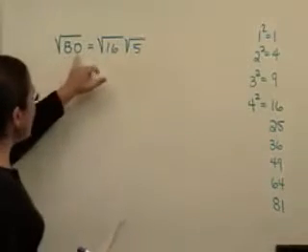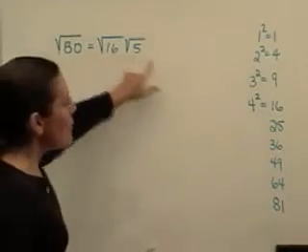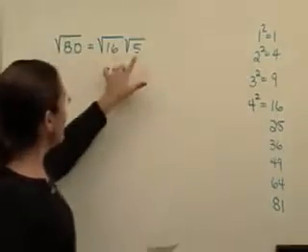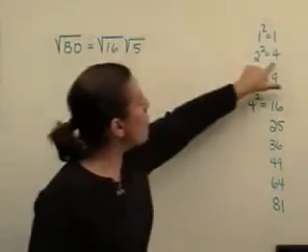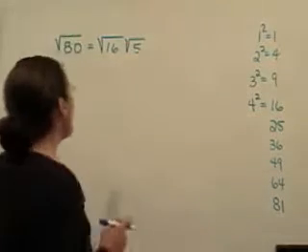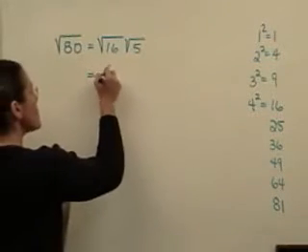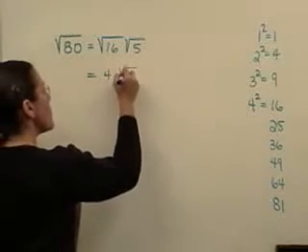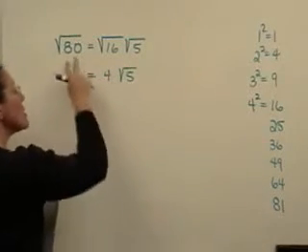I wanted to write 80 as the product of two numbers. I picked 16 times 5 rather than 4 times 20 because 16 is the largest perfect square. And that allows me to simplify because the square root of 16 is 4. And then the square root of 5 I can do nothing with, and this expression is simplified.